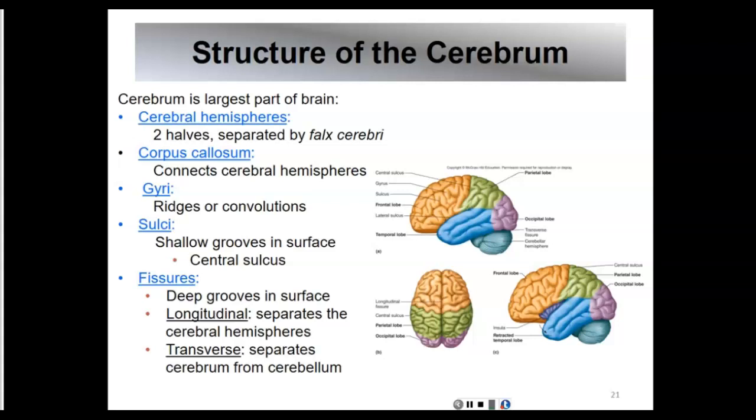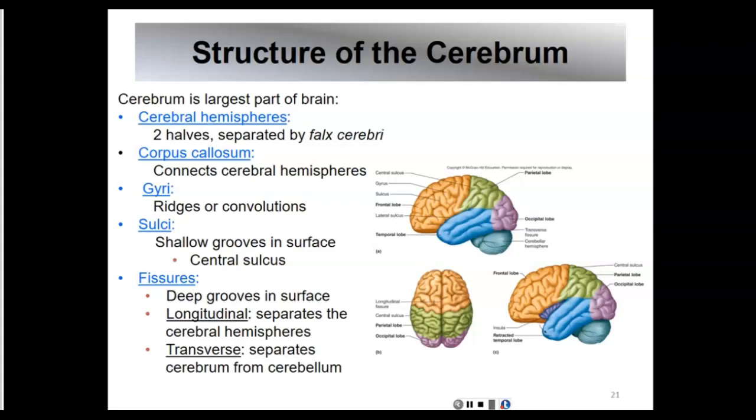The wrinkles or bumps of our cerebrum have names. The ridge, the part that sticks out, the bump, is called the gyri, and the groove is called the sulci. A fissure is a deeper groove in the surface. The longitudinal fissure separates the cerebral hemispheres, and there's also a transverse fissure that separates your cerebrum from your cerebellum.